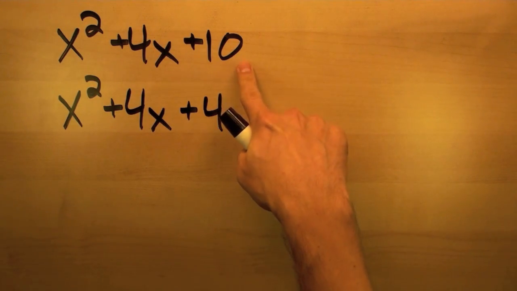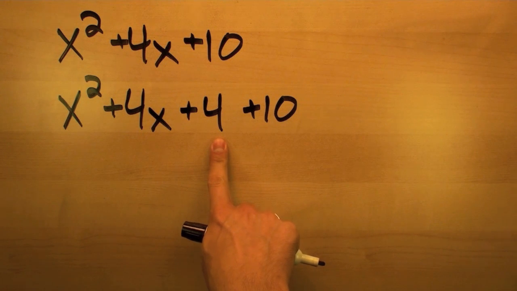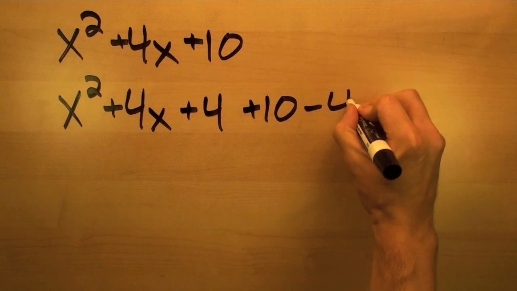And then we have the 10 that we already had. But since we added 4 into our expression, we need to subtract 4 to balance that.